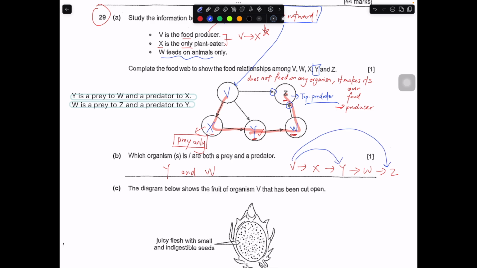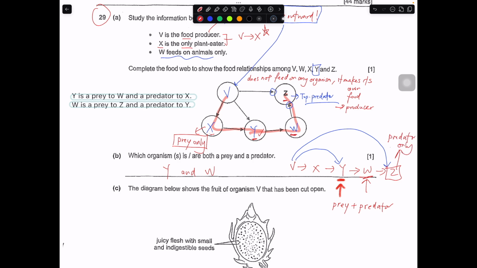So very pretty straightforward. Usually from the third organism from the producer, this one is both a prey plus predator. Prey and predator, third organism onwards, assuming there is a top predator beyond that. So if you have Z, which is the top predator further down, this will also be the prey and predator. Because Z will be the predator only.